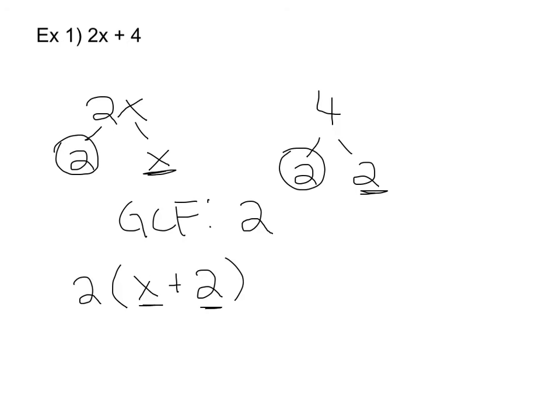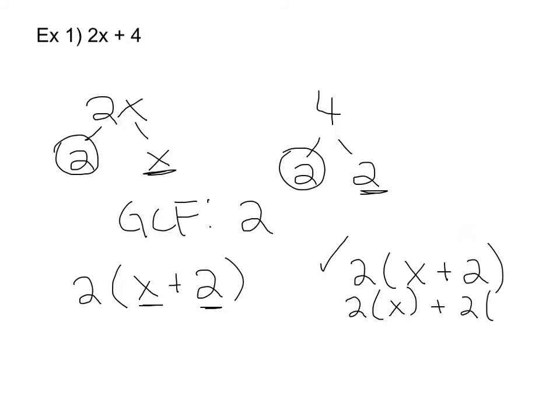Now if we check this, we should be back to where we started from. So our check, this is the answer we got, 2 times the quantity of x plus 2. We are simply going to distribute the 2 back into our term. We get 2 times x plus 2 times 2, which gives us 2x plus 4. Notice that's back to where we started from. So we know our answer was factored correctly. This is the answer here.